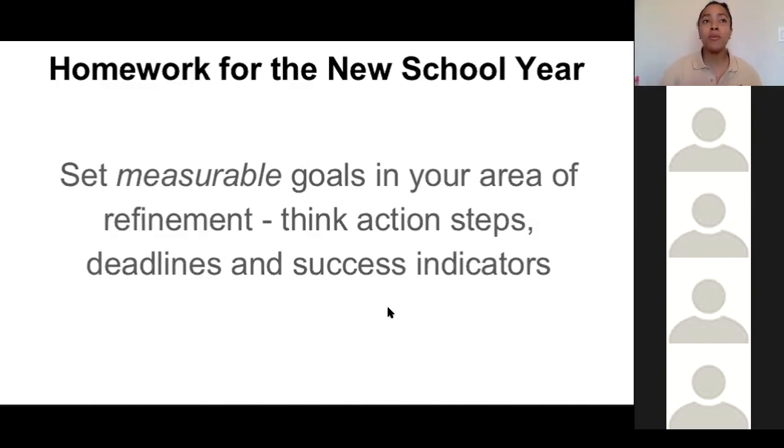And then come up with, what are your success indicators? How do I know that I met it? What am I going to be able to see? What's the fruit of my labor?